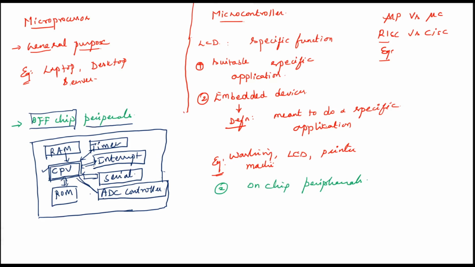When you move on to the microcontroller, on the other hand, I put the word on chip. Just now I have defined where the microcontroller will be suitable: in embedded devices. What does embedded do? It is meant for specific applications. So assume that I'm going to run a program for a washing machine. I know what devices I require for it. Do you agree or not?